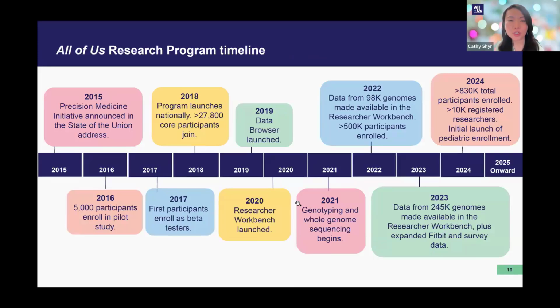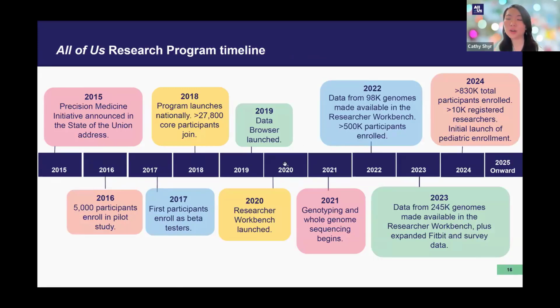So before switching gears, I'd like to quickly give everybody a highlight of the All of Us Research Program's timeline. It's been exactly 10 years since the Precision Medicine Initiative was announced in the State of the Union address in January of 2015. And 3 years after that, in 2018, the program officially launched nationally with over 27,000 core participants.